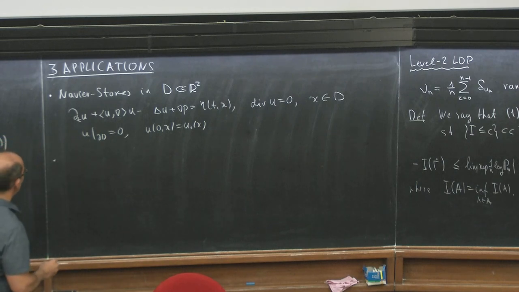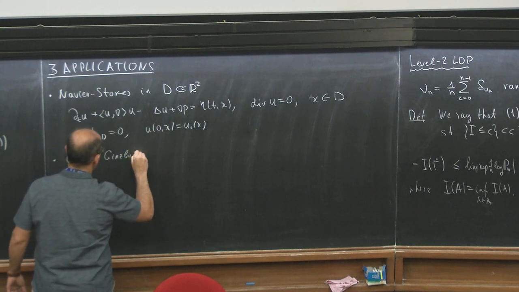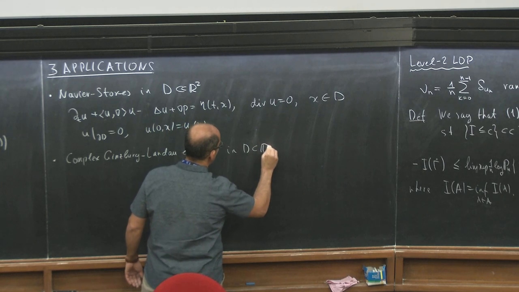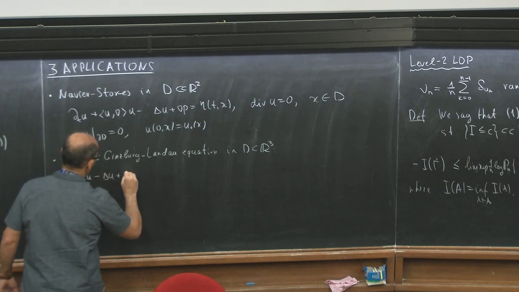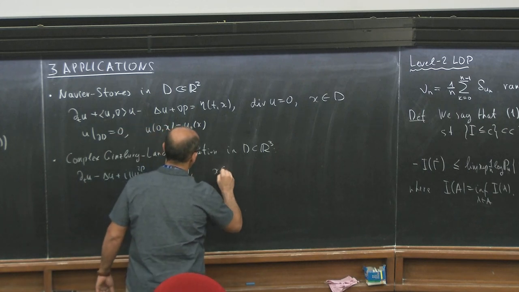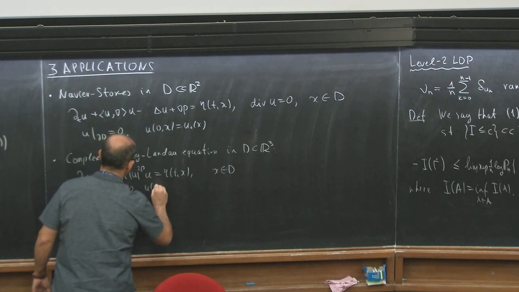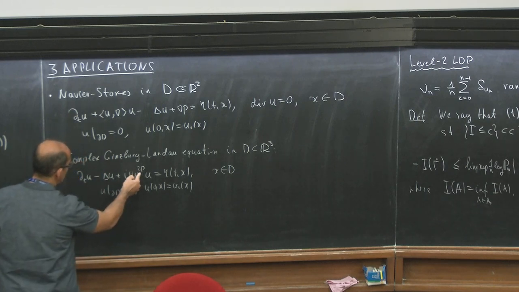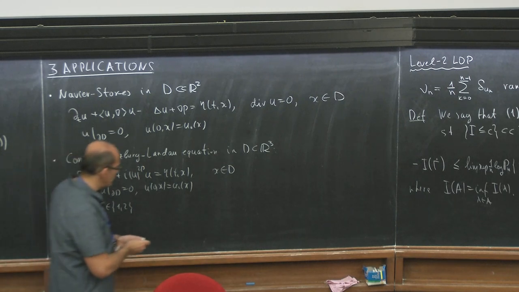Or you can deal with the complex Ginzburg-Landau equation, again in a bounded domain, but now in dimension 3. It has the following form: d_t u minus delta u plus i |u|^{2p} u, again equal to a function eta of t, x. Again, I impose Dirichlet boundary condition, u on the boundary equal to 0, and some initial condition u(0, x) equals u_0 of x. Here p is a number. Well, p equals 0 is trivial, but we can do p equal to 1 and 2 in dimension 3. So these are two examples to which you can apply this theory.